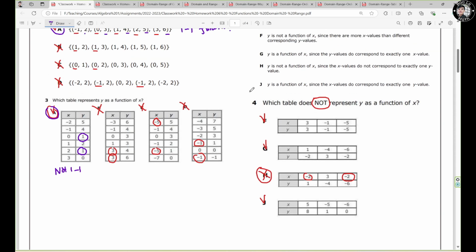Now we're going to check number 4 right here. Alright, so we need to identify if the relation is a function. So our answer is f, g, j, right? These guys are functions, right? Now we need to check the y values to see if they are repeating. So 3, -1, -5. They are not repeating right here. So this is 1 to 1. -2, -2 repeating. So this is not 1 to 1. 8, 1, 0. So this is 1 to 1.